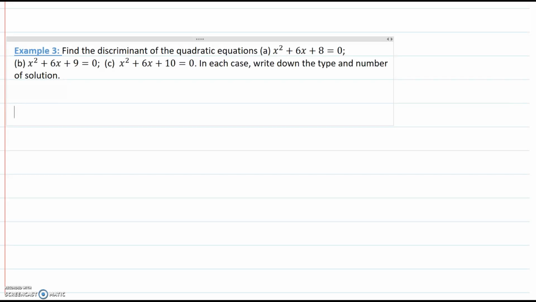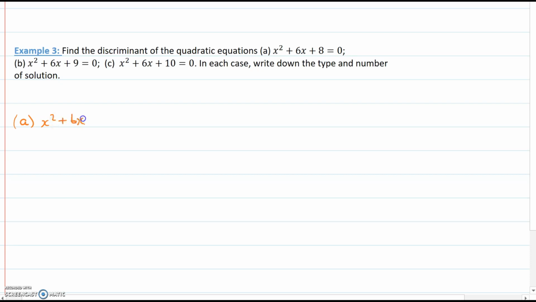Okay, so in example 3, we are asked to find the discriminant of quadratic equations x squared plus 6x plus 8 equals 0, x squared plus 6x plus 9 equals 0, and x squared plus 6x plus 10 equals 0. So very similar, you might think, but in each case, write down the type and number of solutions. Okay, so let's go with A, which is x squared plus 6x plus 8 equals 0.